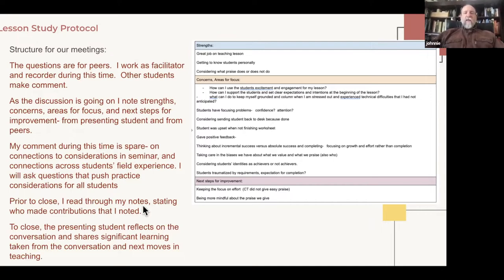And then at the end, the presenting student reflects on the conversation and shares significant learning taken from the conversation and next moves in teaching. So that last part is essentially a concluding thing. What did the presenting student take away from this exercise?